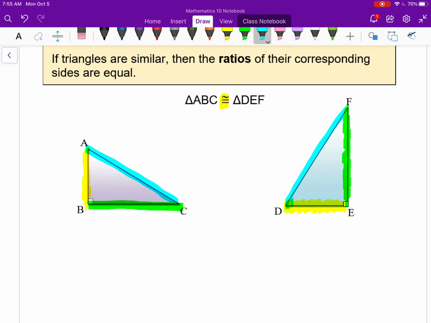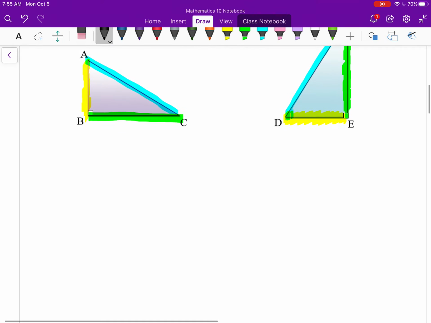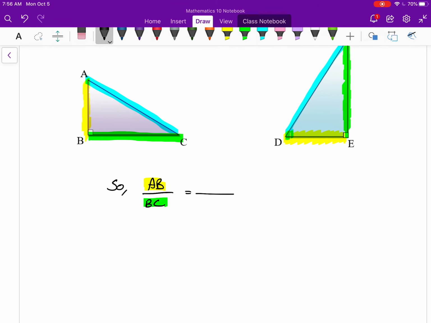And so when I say the ratios of their corresponding sides are equal, if I pick a side, let's look at side AB. So side AB, the side I highlighted in yellow on the triangle on the left, and I divide by another side. A ratio means, essentially, division. Divided by another side. How about BC? If I gave you those measurements, the side lengths for AB and BC, and you divided them in that order, whatever number you get would be the same if you divided the same corresponding sides in the other triangle. In this case, side DE divided by EF.